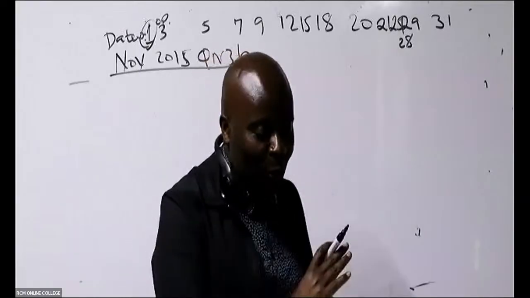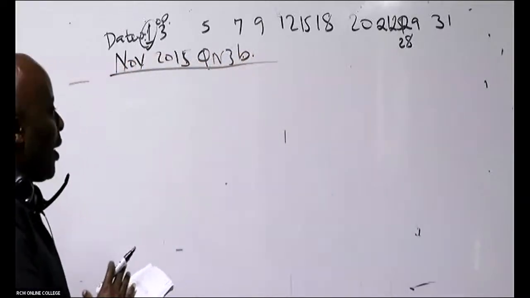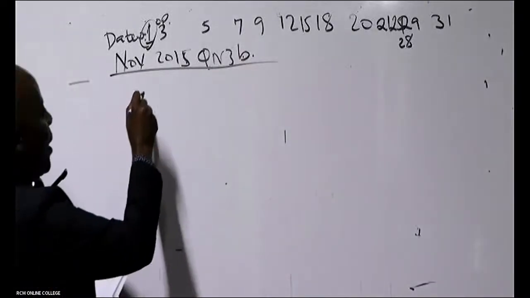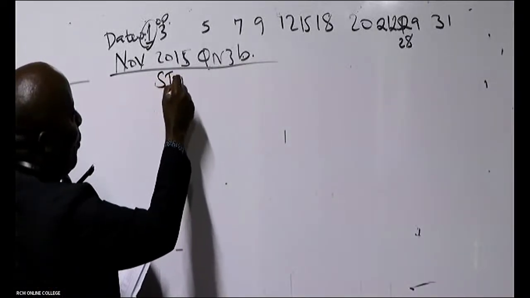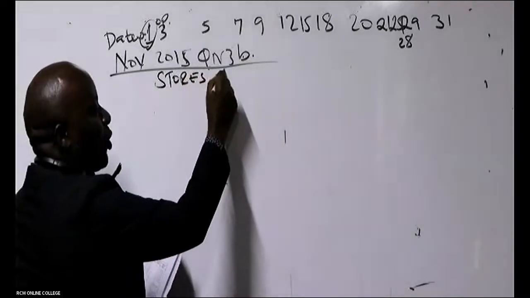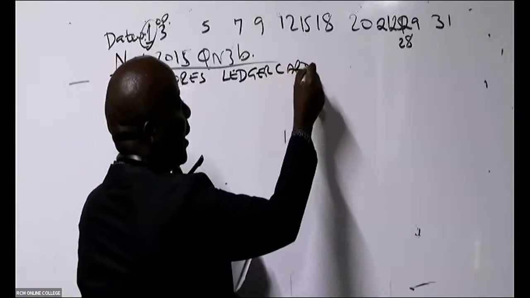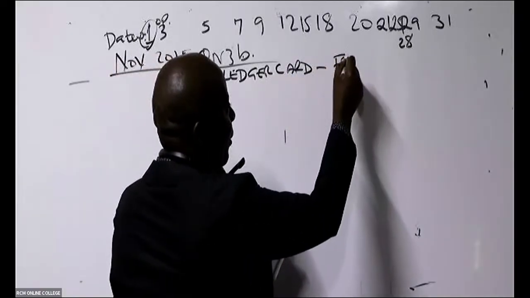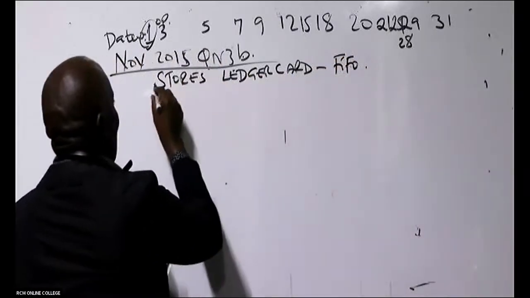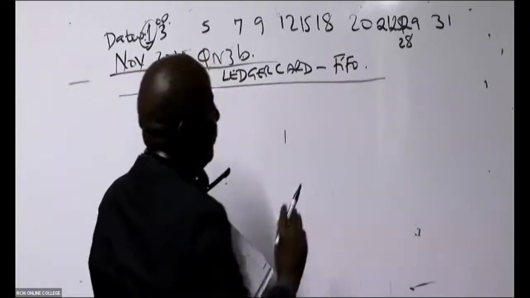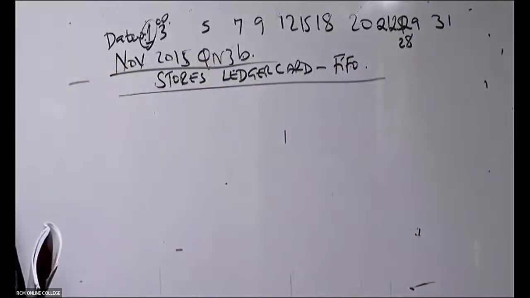So, once I've been able to capture the dates very well, now, to demonstrate deep and broad understanding of the subject, I will go up here and write stores ledger card. And then I write the method is FIFO, yeah. And then you use a ruler to underline. Use a ruler to underline.